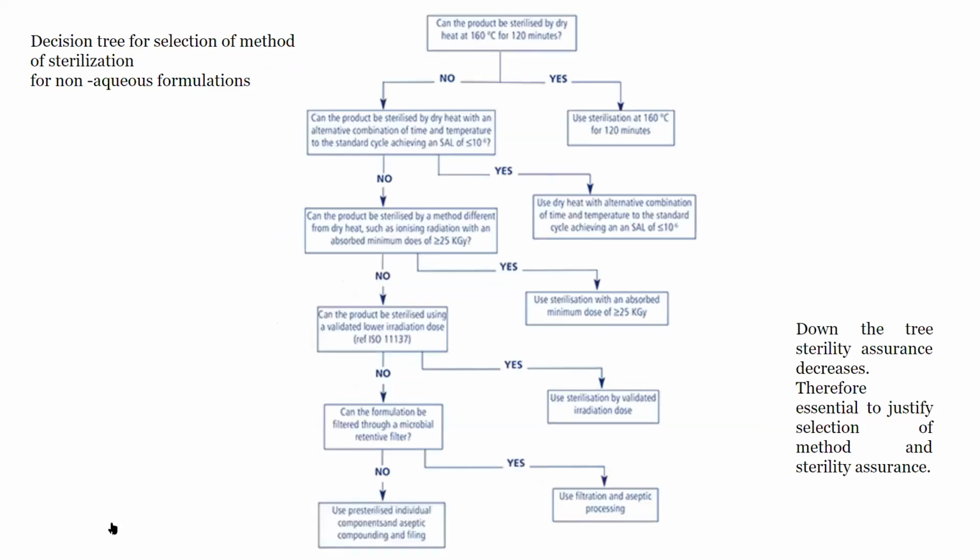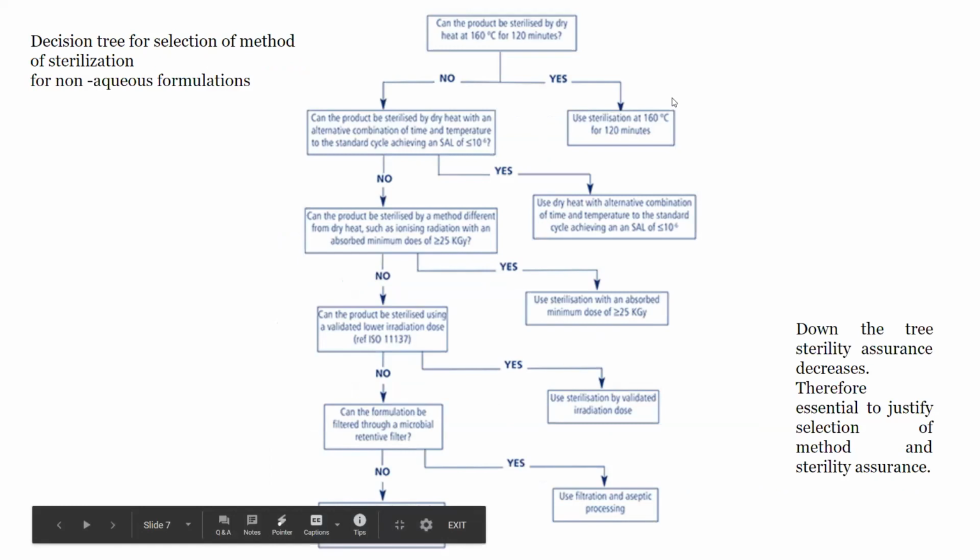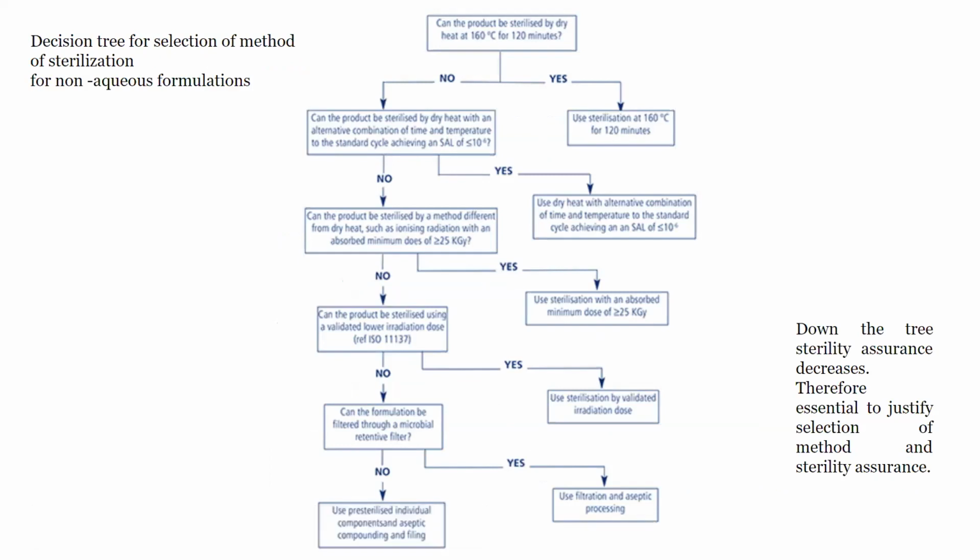Next is the chart to select sterilization methods for non-aqueous formulations. So here, first we'll see whether the formulation can be sterilized by dry heat at 160 degrees Celsius for 120 minutes. If it is possible, yes, go for dry heat sterilization at 160 degrees Celsius for 120 minutes, because non-aqueous formulations cannot be sterilized by autoclaving.